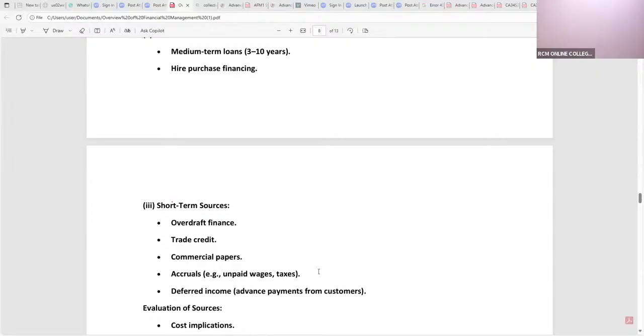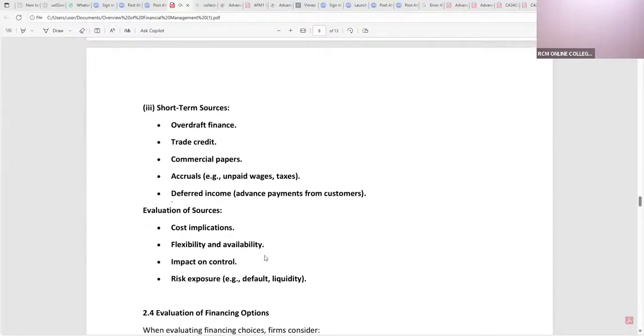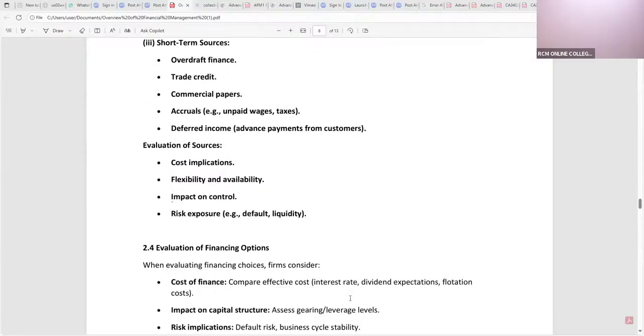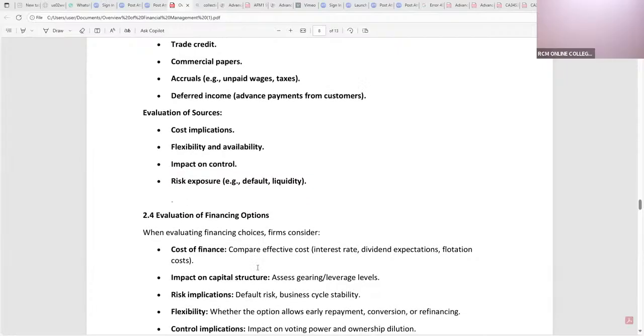So we have here evaluation of sources. Cost implications. Availability. Are they there? Impact on control. Risk exposure. Default. Liquidity. Evaluation of financing options. When evaluating finance options, finance choices, firms consider cost of finance, compare effective cost, interest rate, dividend expectations, flotation costs, etc. Remember, there are those particular options.